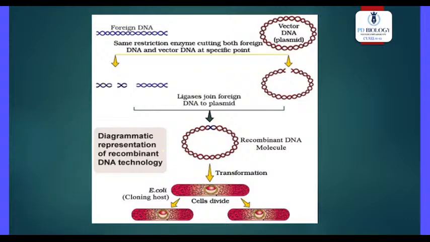Here you see the foreign DNA. The same restriction enzyme cuts both the foreign DNA and vector DNA at a specific point. And ligases join the foreign DNA to the plasmid. This is the place. In rDNA technology, recombinant DNA molecules are formed.